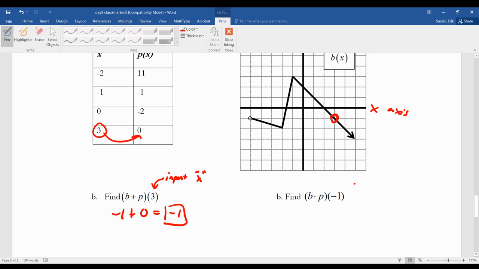B of -1, again, that's the input. Go to the left because it's negative. You have to scooch up. What's the y value up there? It's 3. Bring down this multiplication sign. Now, P of -1 is a no-brainer.